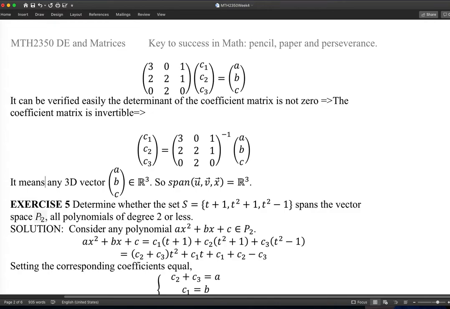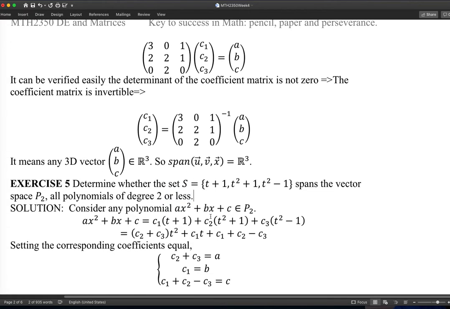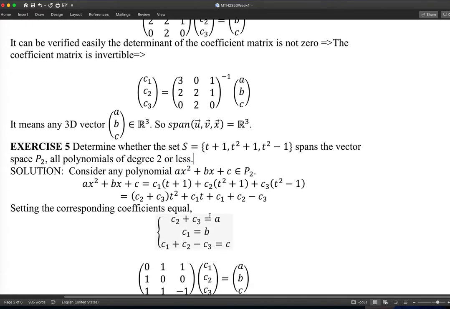Anyone remember what P2 is? P2 is the set of all polynomials of degree 2 or less. The words "or less" are very important, because otherwise it may not form a vector space. So here is what I did. We want to check whether any polynomial of degree 2 or less can be written as a linear combination of those three.